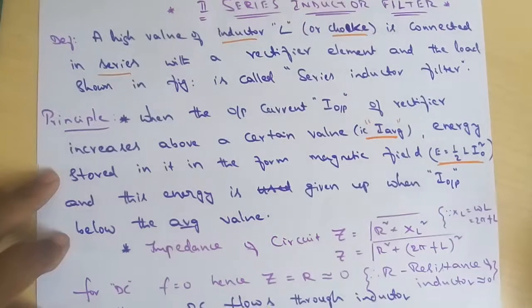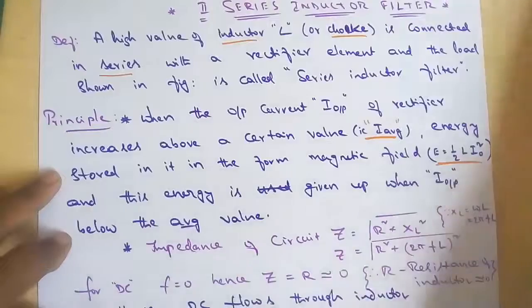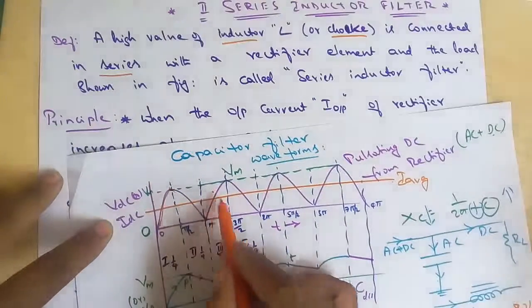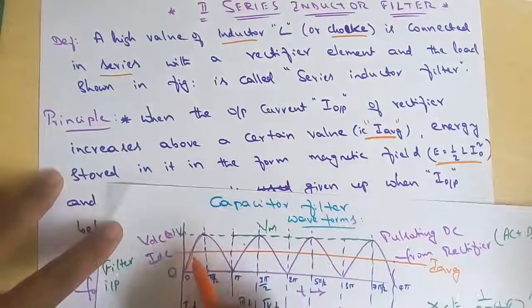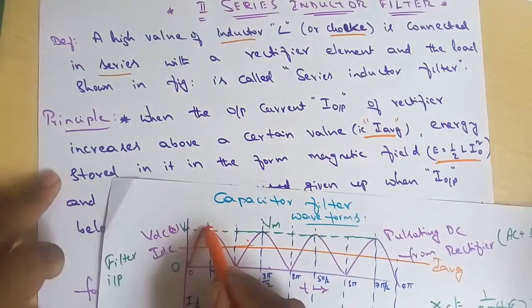So even if the pulsating DC varies, that means 0 to maximum, maximum to 0, 0 to maximum, maximum to 0, here we are watching 0 to maximum, maximum to 0. But here in this one what happened? If it is exceeding the I average, then it stores it as electromagnetic energy.